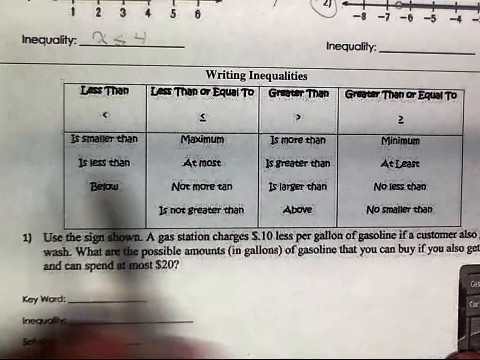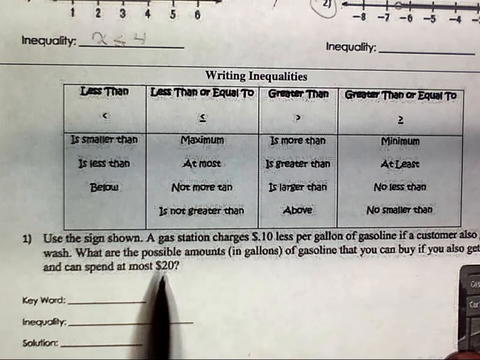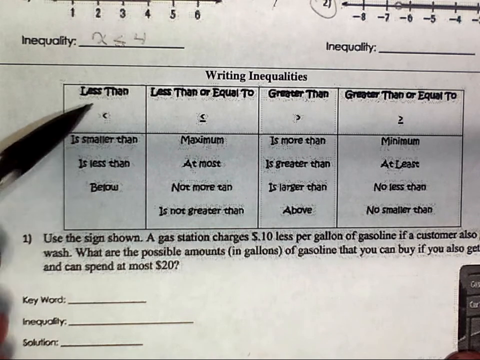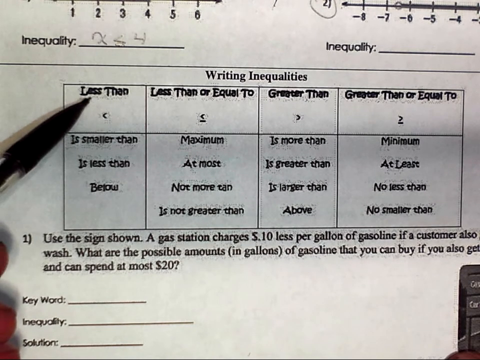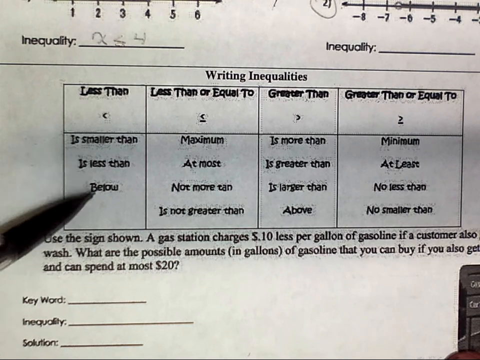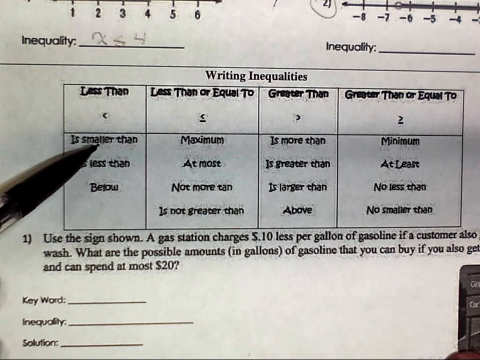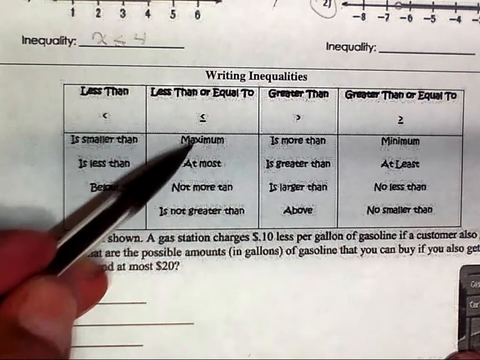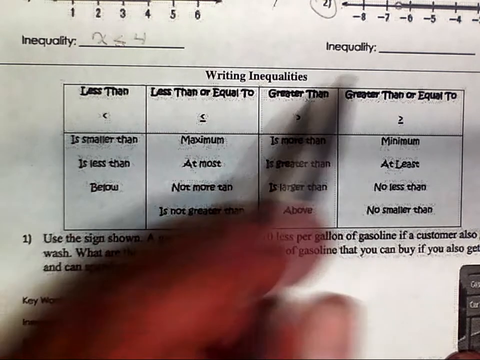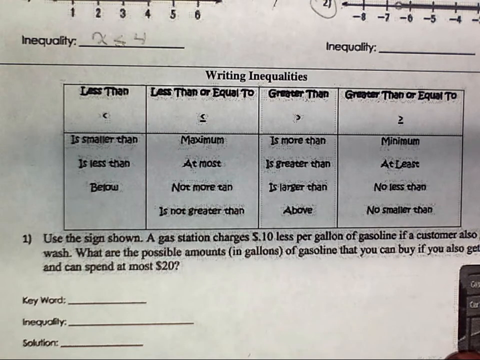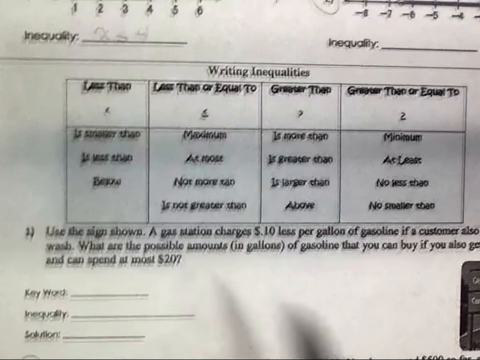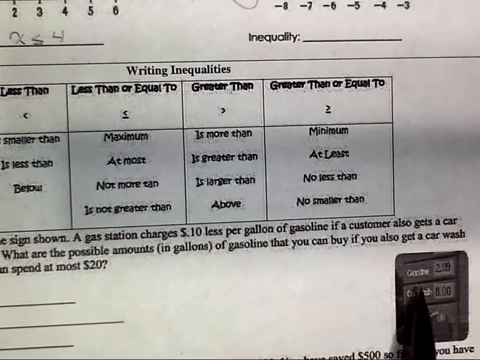Now, we're going to write inequalities from words, like in a word problem. So let's go ahead and do it. Just look at the signs, like the less than sign. When they're talking about less than, that is some of the vocabulary that you have here. Less than or equal to, this is the vocabulary. Greater than, and so forth. So let's get started. It says use the sign shown. Okay. So they want us to use, just be careful, they want us to use this sign.